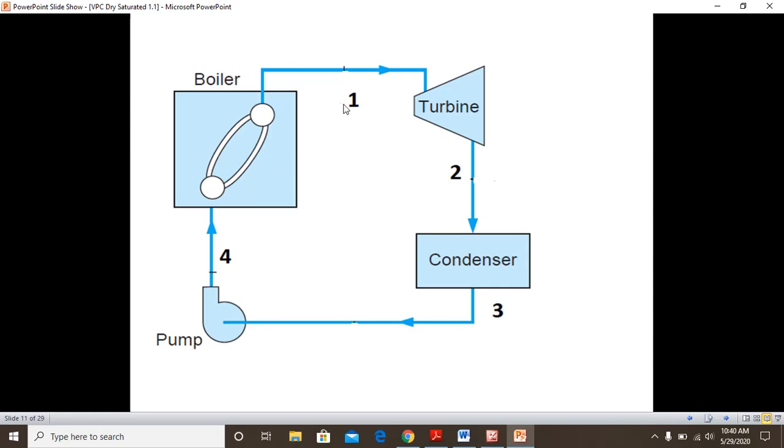What is the problem given? In that problem, the initial pressure is given, that is the boiler pressure, 15 bar. Next, the condenser pressure is given as 0.4 bar, and then this will be pumped to 15 bar.